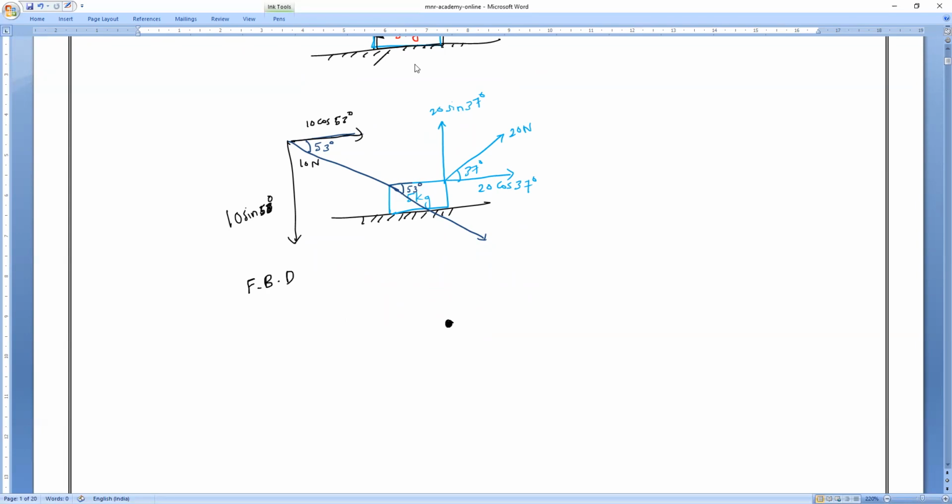Free body diagram. Unless you know the free body diagram, you cannot solve. That is what we are studying. Am I right or wrong? Unless you watch yesterday's videos, you cannot.